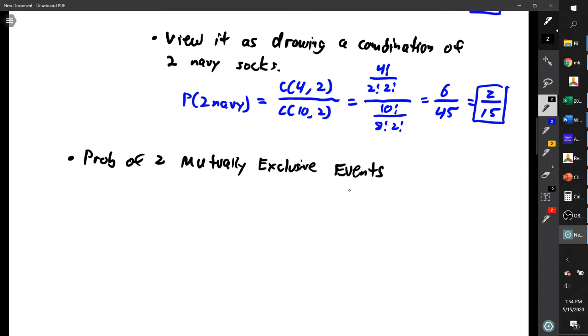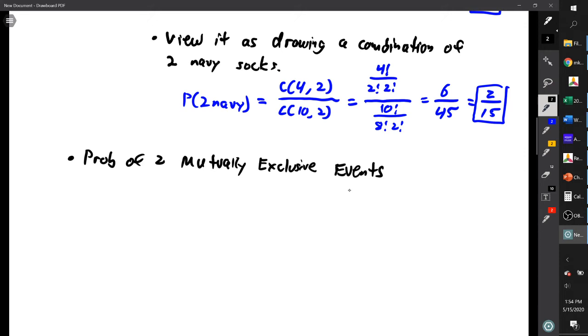Or like drawing a heart and a club out of a deck of cards. Drawing a 5 and a jack out of a deck of cards. No 5s are jacks and no jacks are 5s. No 2s are 6s and no 6s are 2s, kind of a thing. And so they are mutually exclusive. You cannot satisfy both criteria at the same time.